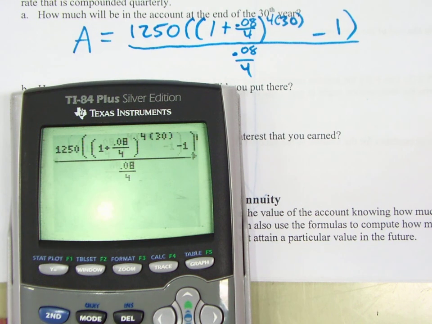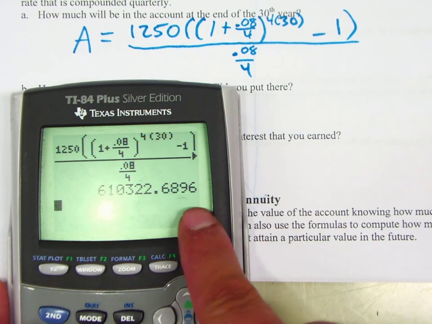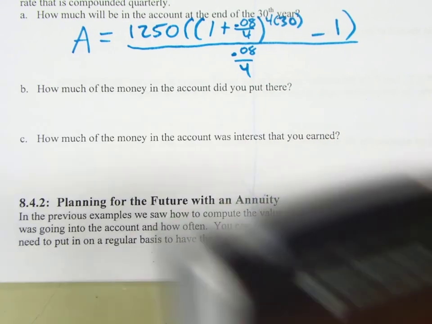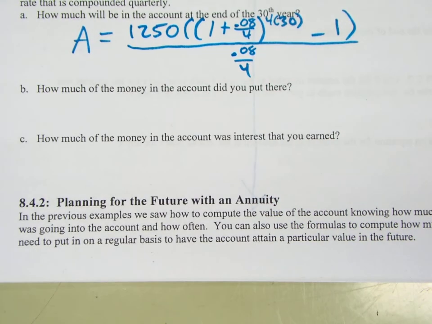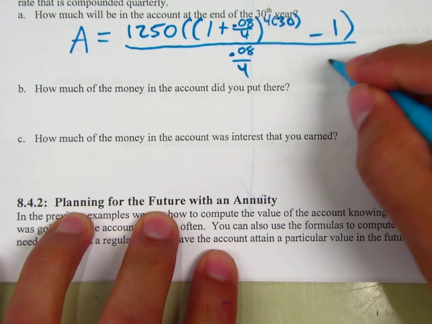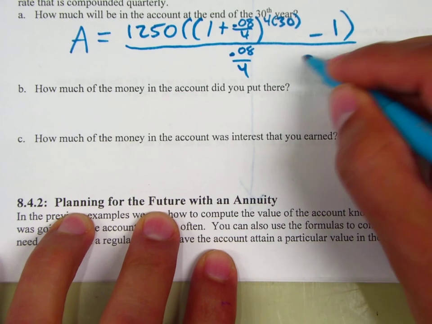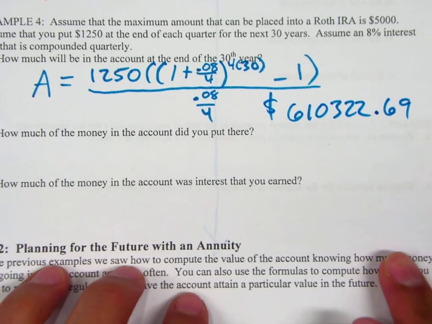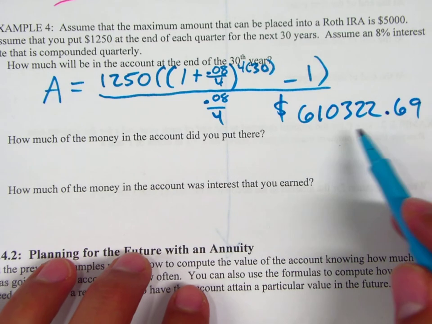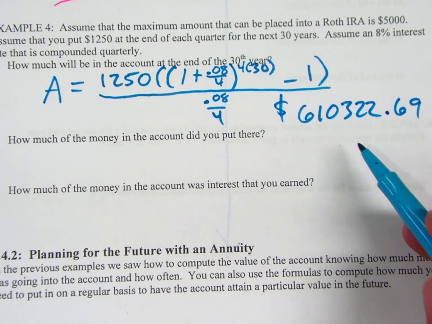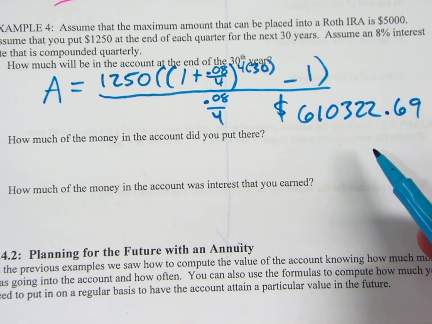Okay, and if you do it all at once, you should get this answer. If you do it a step at a time, you should still get the same answer. Okay? But the bottom line is, that's a lot of money. Yes? 610,000. I wish I had that much money. So it's $610,322.69. Okay. So that is how much money is in the account. That's not how much we put into it, though, right?